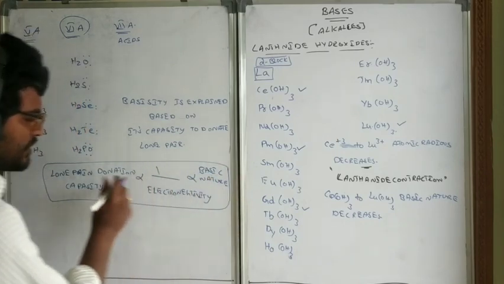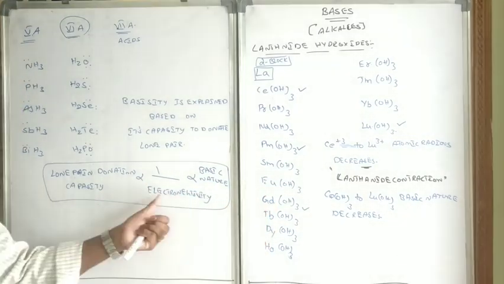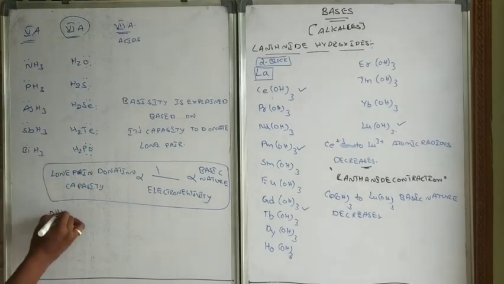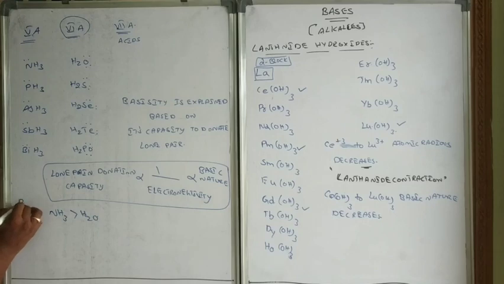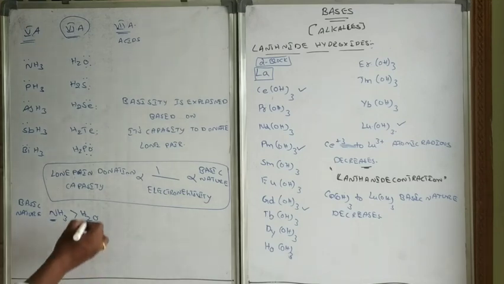If electron pair donation capacity is maximum, it means its basic nature will be more, and it is dependent on the electronegativity. So that's why ammonia is a strong base. Why is ammonia a strong base? Nitrogen is less electronegative, oxygen is more electronegative, so oxygen will not be donating.